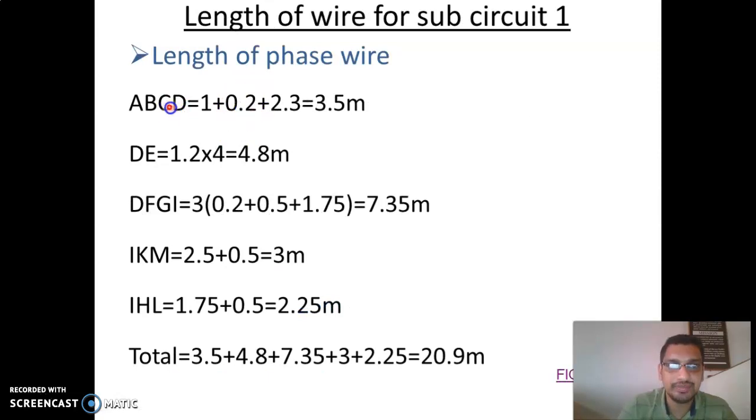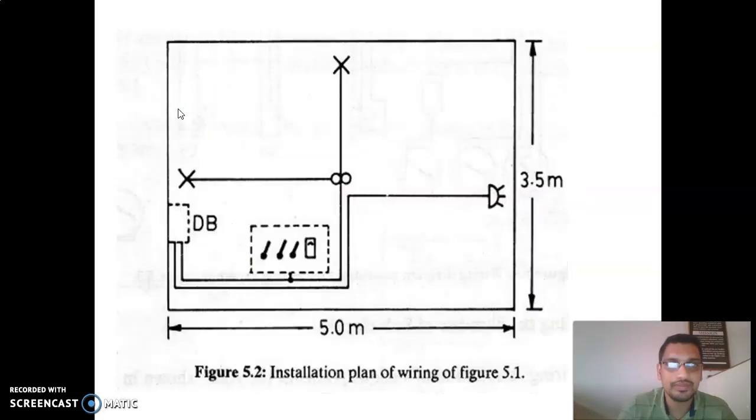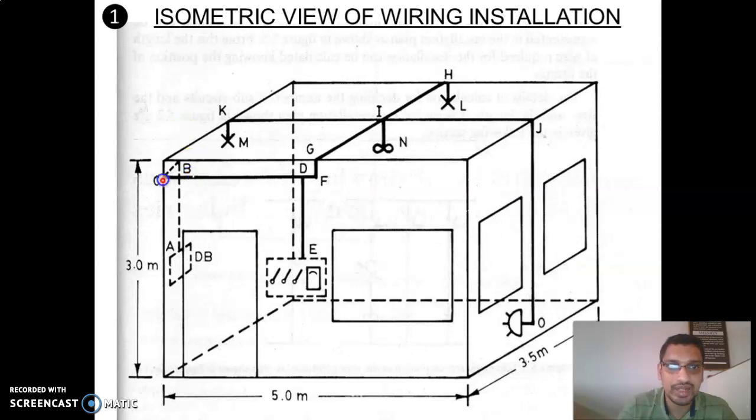Then after BC, we move to CD. Length of CF is 2.5 meter, because the fan is connected at the midpoint. The length of the building is 5 meter, which means C to F is 2.5, the midpoint of the 5 meter length. And DF, we do not know the value of DF, so we assume DF is equal to 0.2 or 0.3.